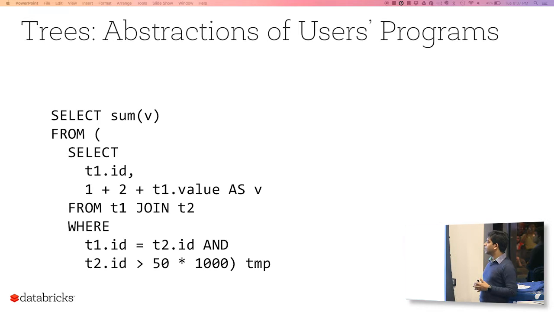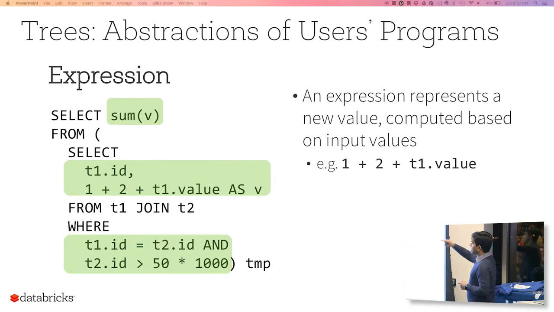From that, it selects a bunch of rows and expressions. So in this case, it's selecting the ID column of the first table, it selects 1 plus 2 plus T1.value, and finally it computes an aggregate over one of these things it selected. So now let's actually look at these things that are highlighted here. These are basically expressions in Spark SQL land. An expression basically represents a new value that's computed based on the input values. So things like sum of v, which is computed from v, is an expression. Similarly, 1 plus 2 plus T1.value, which is being computed from T1.value, is an expression.